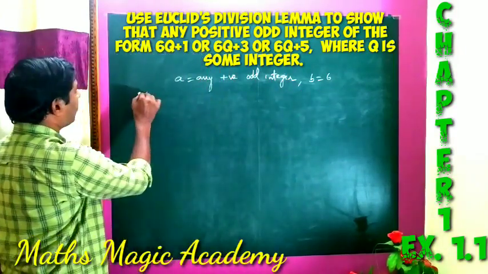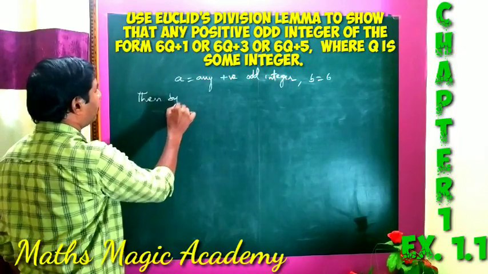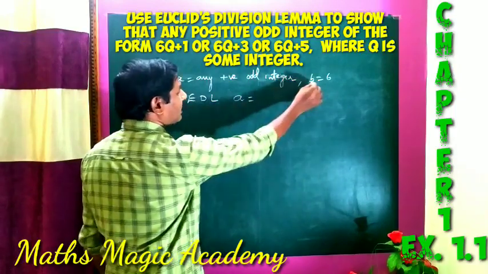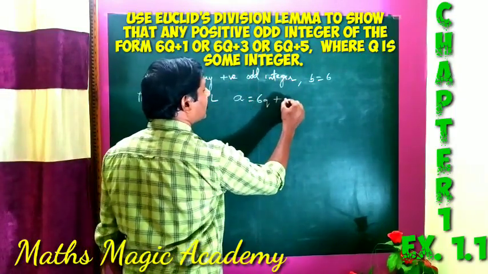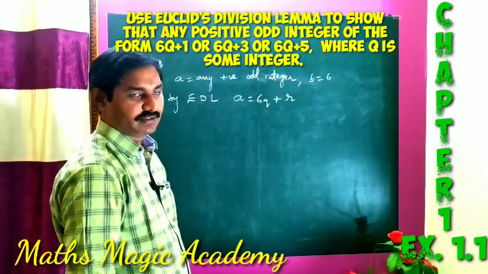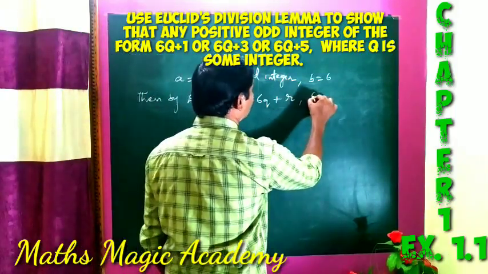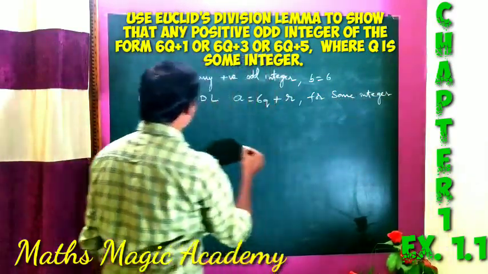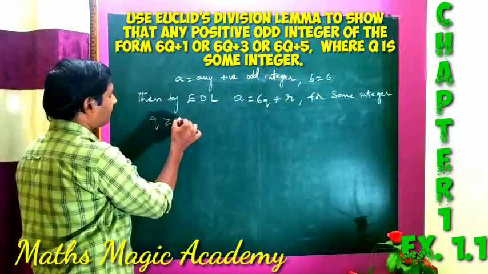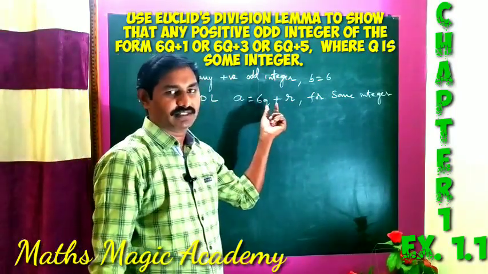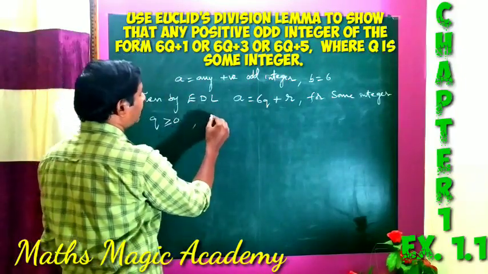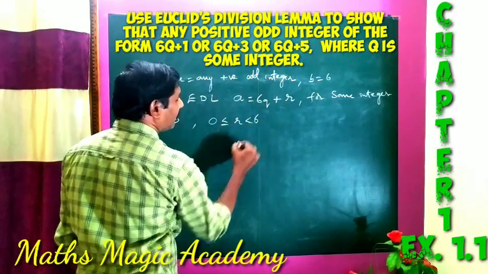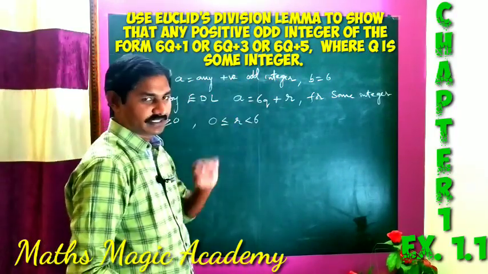Then by Euclid's division lemma we can write the condition as a equals 6q plus r, for some integer q greater than or equal to 0, where 0 is less than or equal to r, less than b. b is nothing but 6 here.